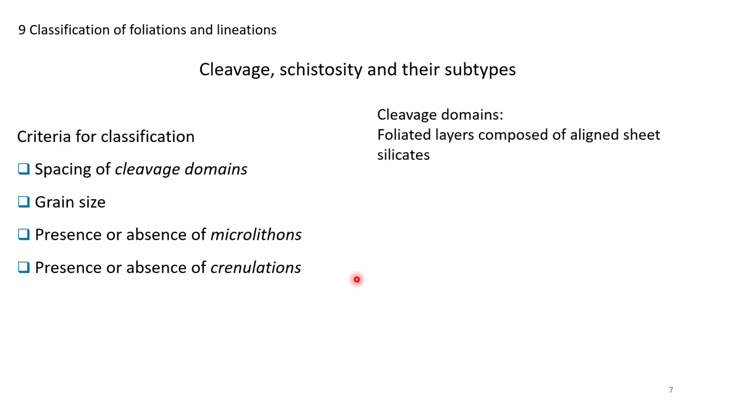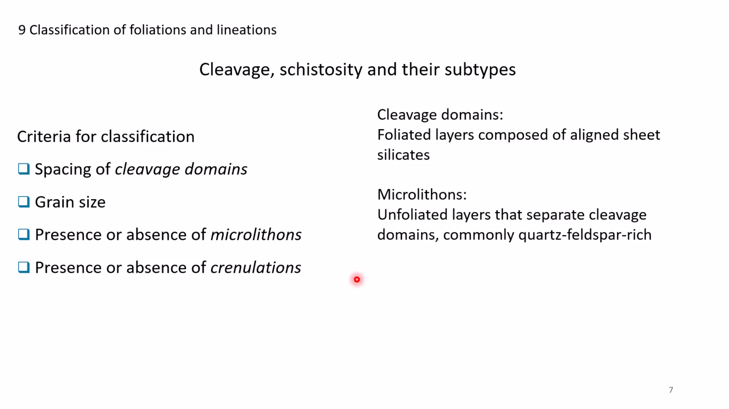What do they mean? Cleavage domains are parts of the rock that are strongly foliated. These are typically layers. They are parallel to each other, and these cleavage domains show a high abundance of aligned sheet silicates. Most commonly that would be micas. If you think, for instance, about mica schists or gneisses, they very commonly have these layers in which the mica is concentrated. These would be the cleavage domains.